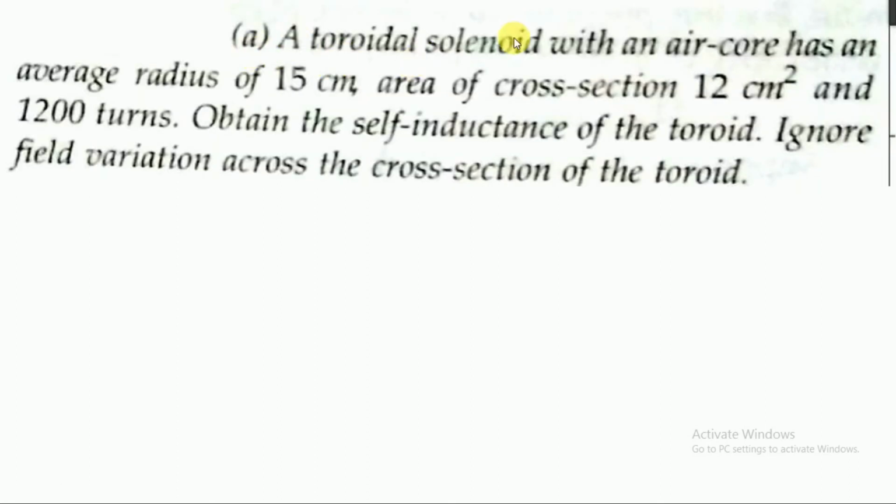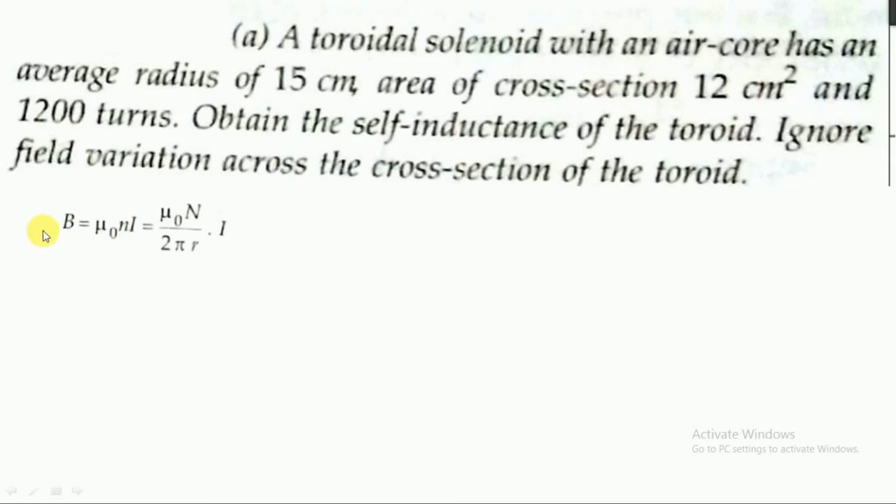Again one more question. A toroid is given. Toroidal solenoid means two ends of the solenoid are joined together, and it has an air core, so that means we have to use mu naught, and it has a radius of 15 centimeter, and area of cross section is also given. So this radius is the radius of the toroid, not the solenoid, and it has 1200 turns. So we have to find the self-inductance of the toroid.